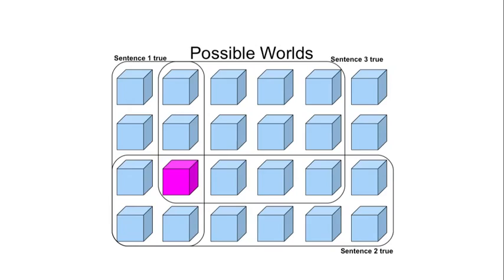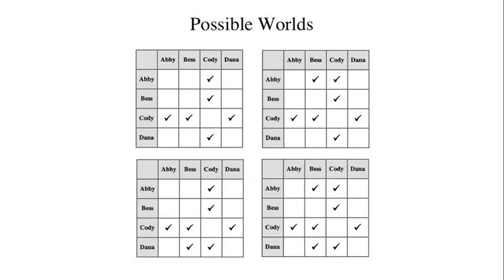Ideally, when we have enough sentences, we know exactly how things stand. Unfortunately, this is not always the case. Sometimes a collection of sentences only partially constrains the world. For example, there are 4 different worlds that are consistent with our Sorority World sentences.